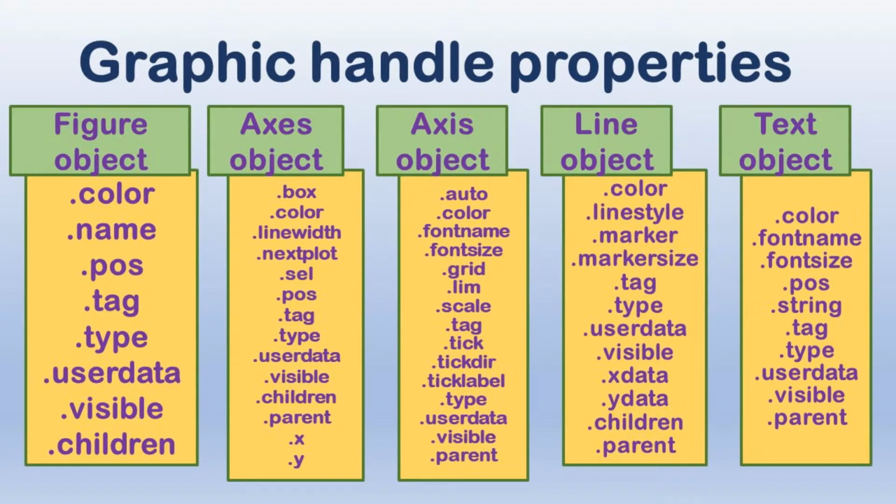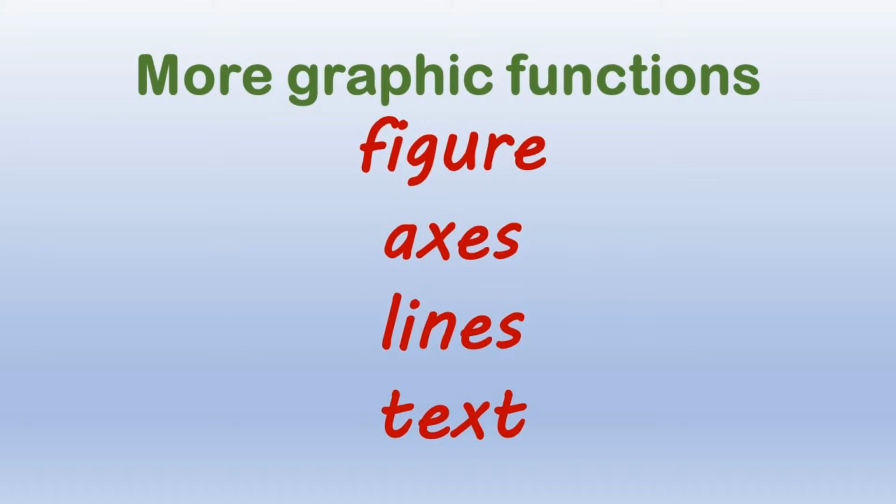These are properties for each object type. Some properties appear across several object types. For example, the color property is found in all types. Other properties are used only for certain object types. For example, the box property is for the axis object, the limb property is for the axis object. Now, there are other graphic functions you might need to use in addition to the plot function.